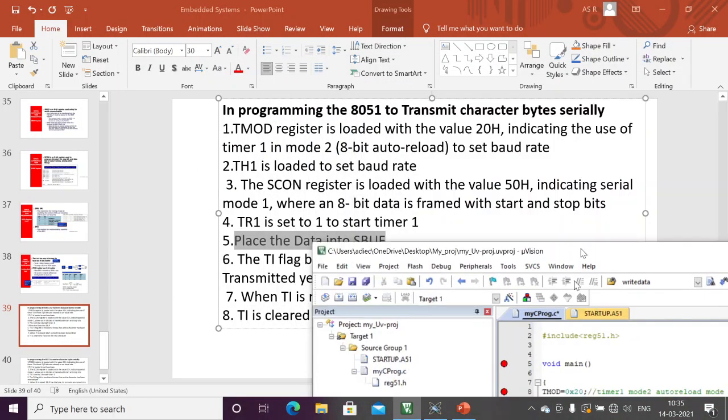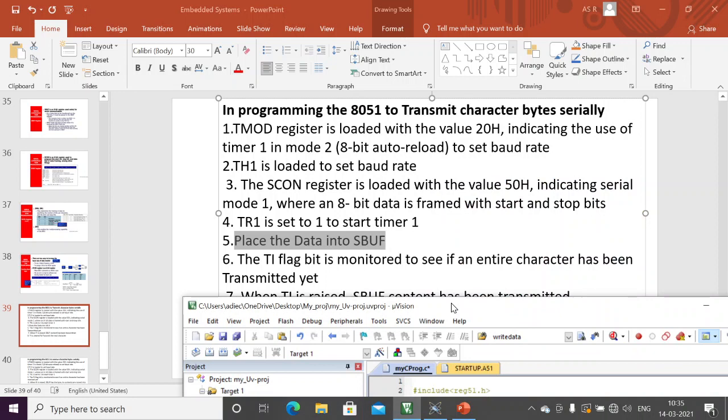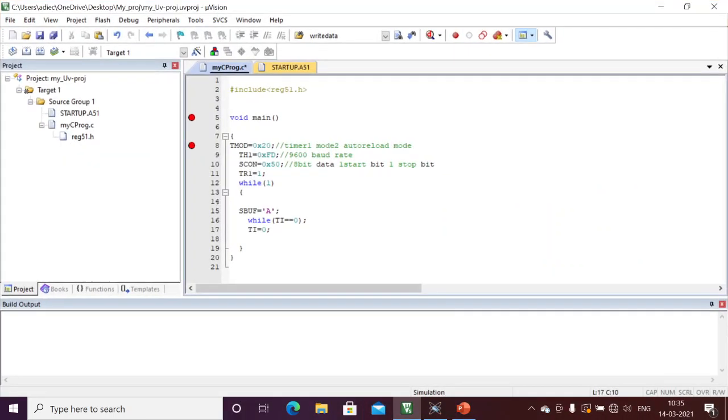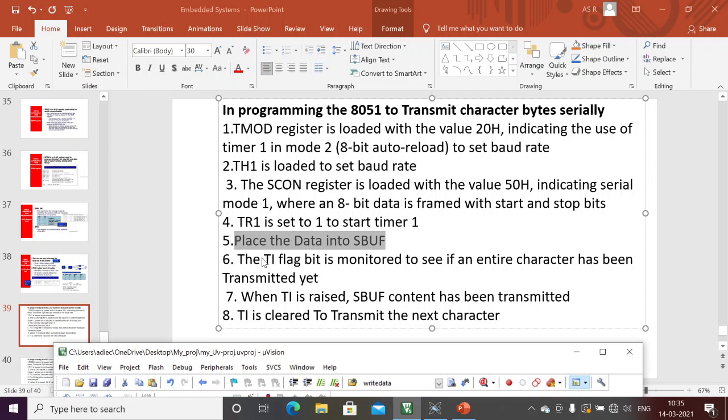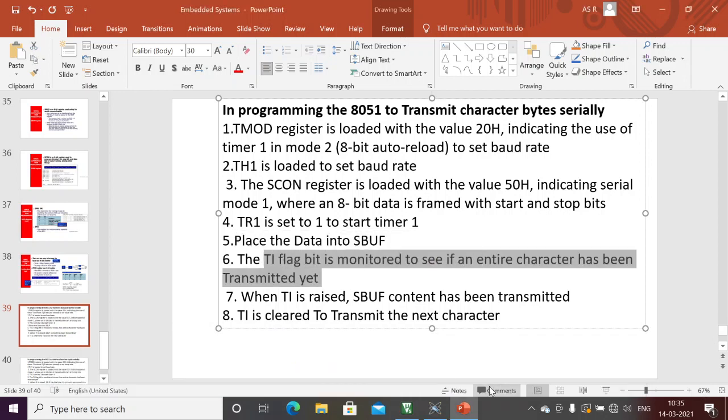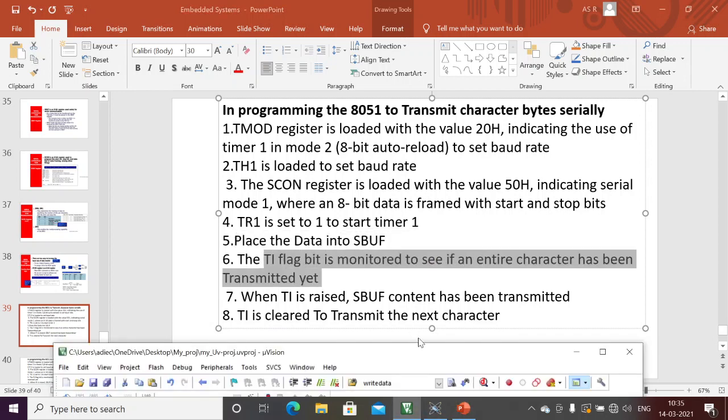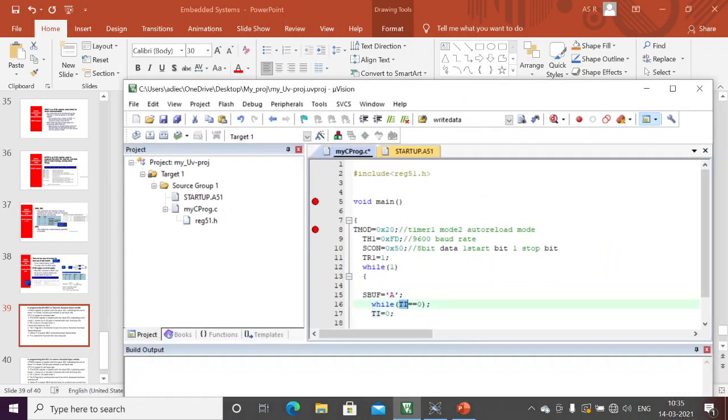As per the program steps I wrote here, I just place the data in this step, and here I need to monitor the TI flag. Whenever the TI flag is set to 1, my transmission is completed. If it is 0, I am always waiting here. If it is 1, this will be set by the hardware. Whenever it is 1, the data I placed is successfully transmitted.